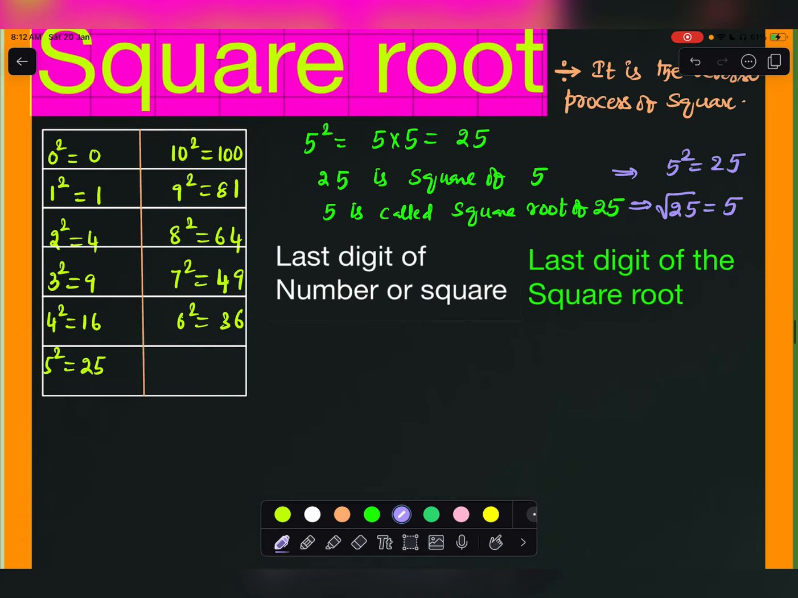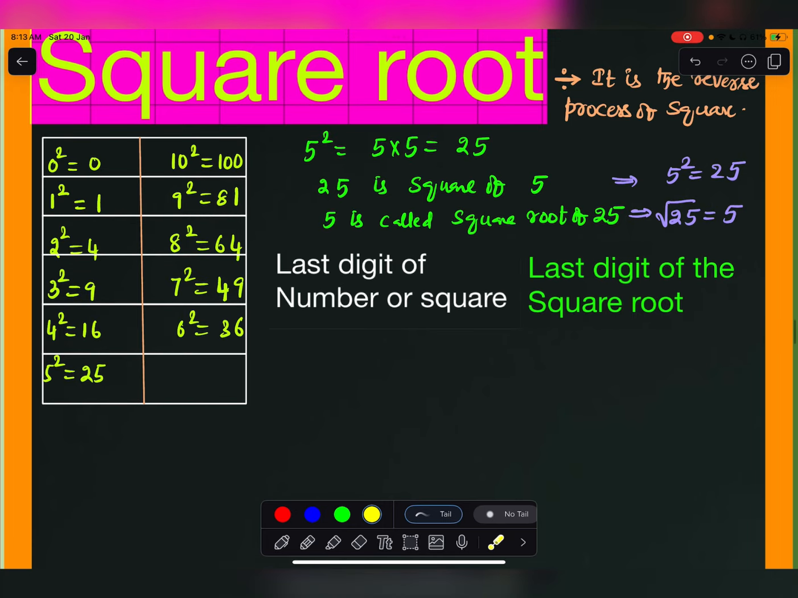First of all, I'm taking some standard squares from 1 to 10 only, and we will observe them. This estimation method is only for perfect squares. If a number is a perfect square, by using these techniques we can find its square root accurately, with 100% accurate value. If it is not a perfect square, in the next lecture we'll deal with how to get the square root of non-perfect squares also. First, we are dealing with perfect squares.